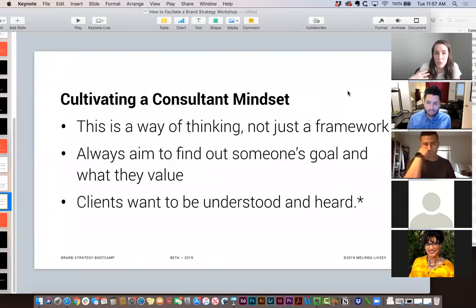And so if you start practicing this, not just with your clients in strategy sessions, but just in general, trying to figure out what is someone trying to do and how can I help them get there, that will help you cultivate that mindset when you go into these strategy sessions. The other thing, which I had tapped into a little bit earlier, clients want to be understood and heard. The best thing that a client can tell you is, you get us, you know us, you understand us. I want to work with you because you understand what's going on. You understand me, you understand my goals, you understand who I'm trying to target. And so it's not just about you understanding them, which I mentioned before. It's also about them feeling understood.